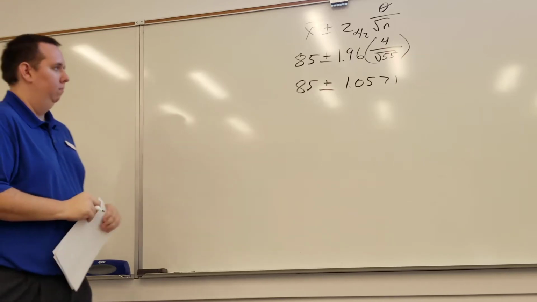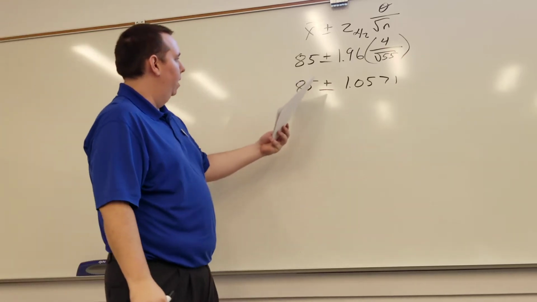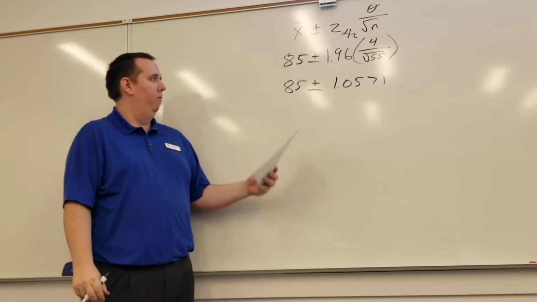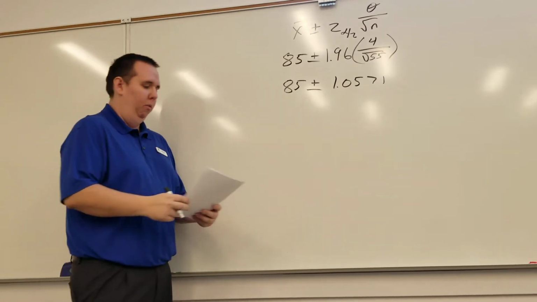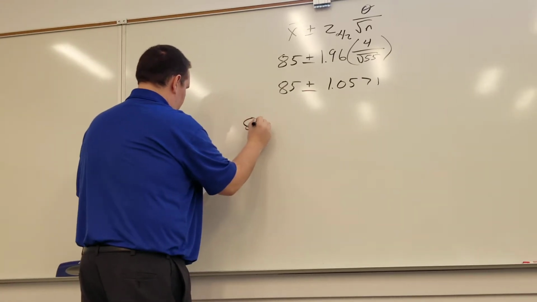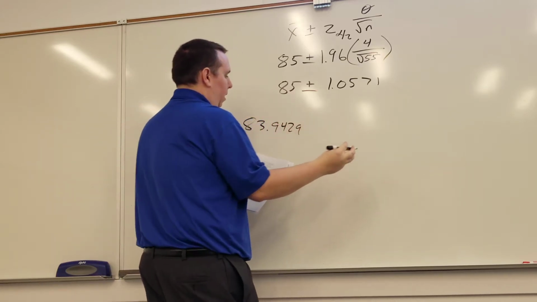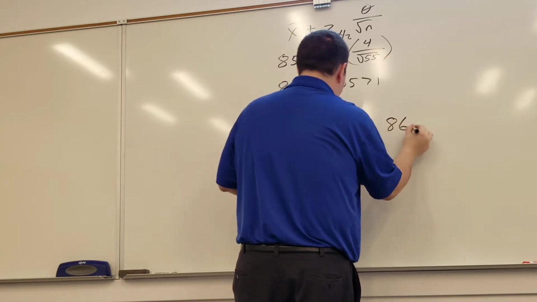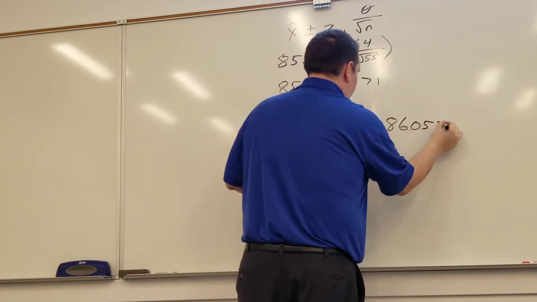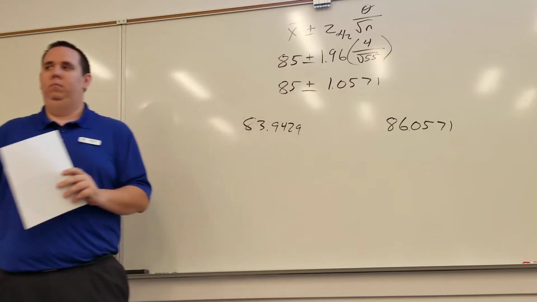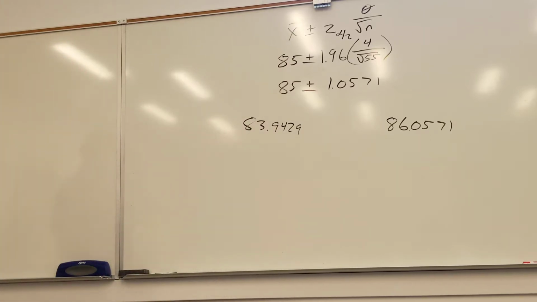Add or subtract. Right, so we need to go 85 plus our margin of error and 85 minus. So when we subtract it, we get 83.9429. And when we add it, 86.0571. Now are we done? No.